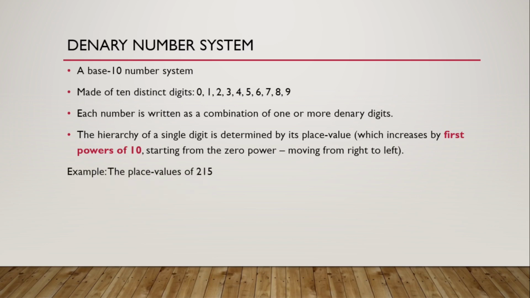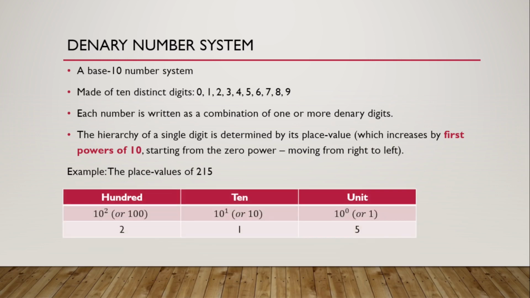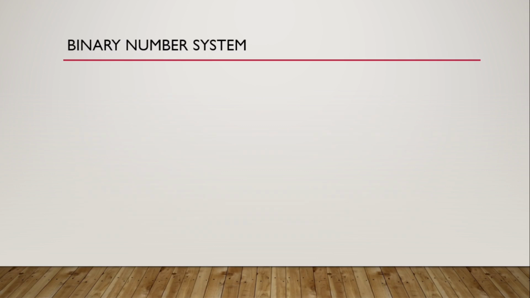For example, the place values of 215 could be written as 200, 10, and 5 units. Let's move on to the binary number system.